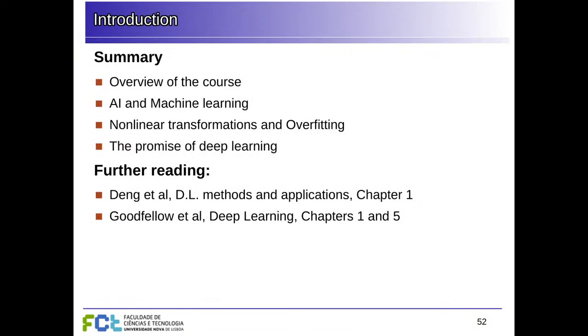Okay, so to sum up this part, I gave you a brief overview of the course and this historical perspective on artificial intelligence and machine learning, and this basic idea that we need nonlinear transformations in order to solve more general classes of problems. If we don't do this, we probably get stuck in just linear problems and cannot solve problems in general. And I gave you a promise about deep learning that it can help solve a lot of these shortcomings of classical machine learning. For this, I would recommend chapter 1 of the book Deep Learning Methods and Applications, and chapters 1 and 5 of Deep Learning by Goodfellow and others.